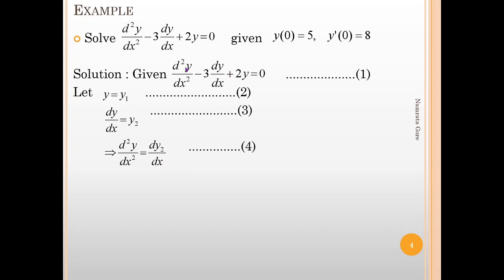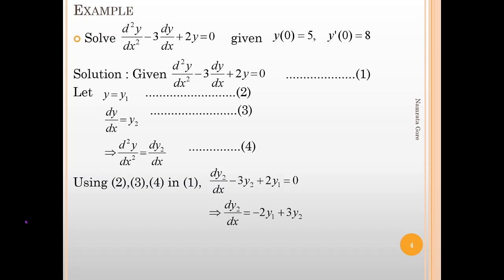So in equation 1 we will substitute d2y by dx square from equation 4, dy by dx from equation 3 and y as y1 from equation 2. So using 2, 3, 4 in 1, we get equation 1 as dy2 by dx minus 3y2 plus 2y1 equal to 0, which we rearrange as dy2 by dx equal to minus 2y1 plus 3y2. First we'll write y1, then we'll write y2. This is our equation 5.